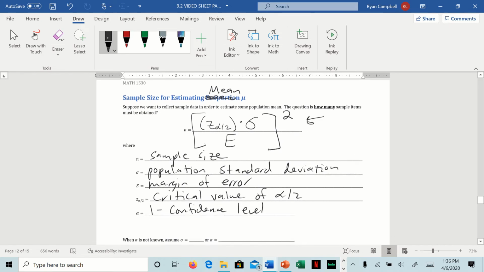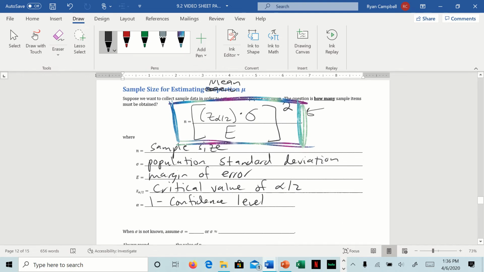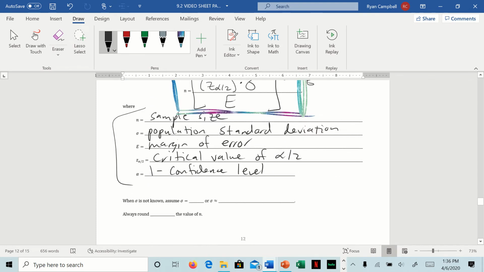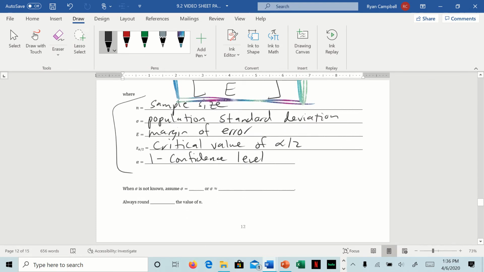Again, I will give you this formula, but this is all I'm going to give you, right? Just this on the test. You need to make sure to know everything else, including this part. So when population standard deviation is not known, right?